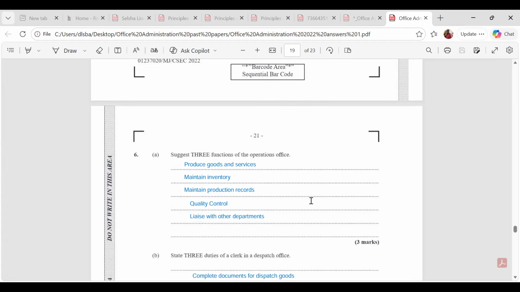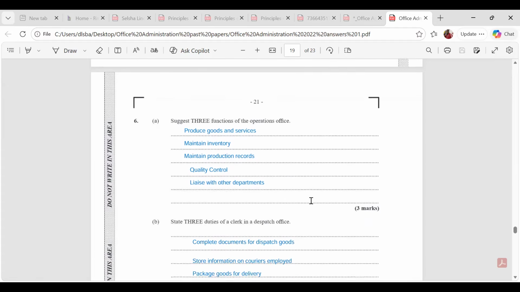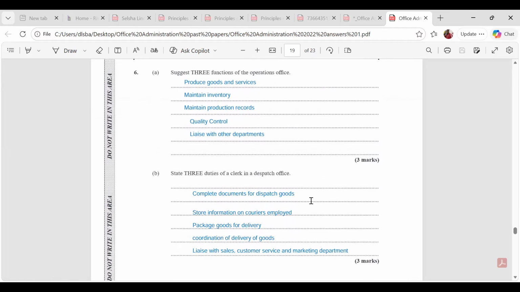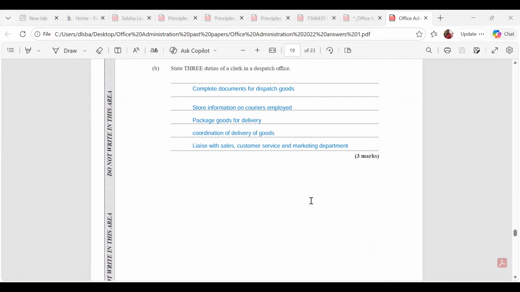Then it asks you 3 duties of a clerk in the dispatch office. So then all you need to know are all your functions and all your duties. So they will help complete the documents for dispatch, ensure all the information on different couriers is stored. They'll help prepare the goods for delivery. They'll try to coordinate how the goods are being delivered. And they will liaise with the relevant departments.